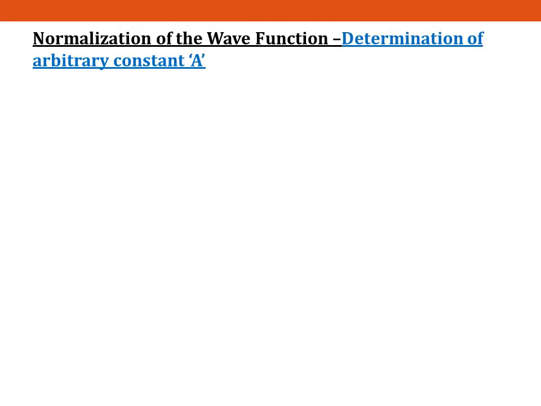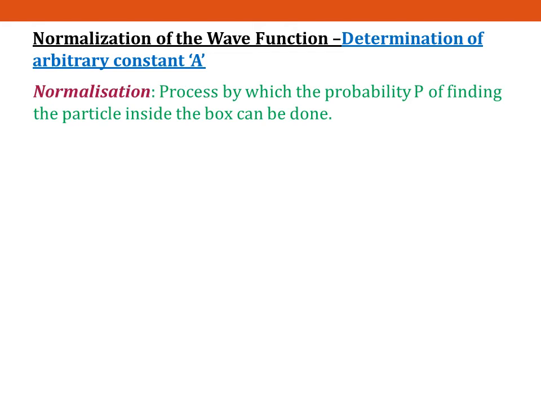With our first task of finding the energy eigenvalue complete, we set about with the second task, which is to obtain the eigenfunction. In order to obtain the eigenfunction, we need to determine the arbitrary constant A. And in order to find this A, we need to normalize the wave function. Normalization is the process by which the probability P of finding the particle inside the box can be done.